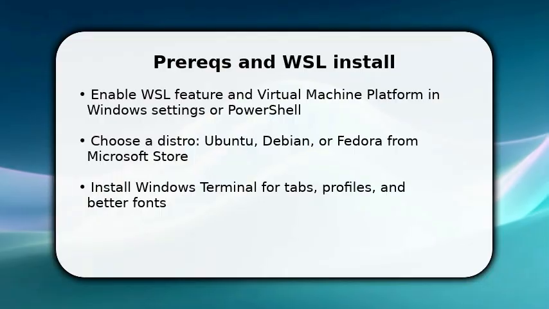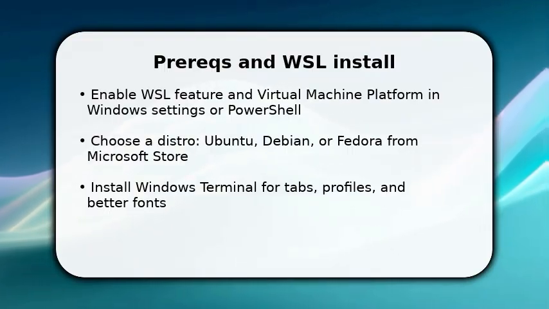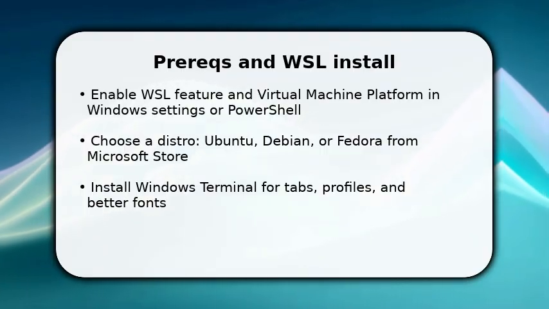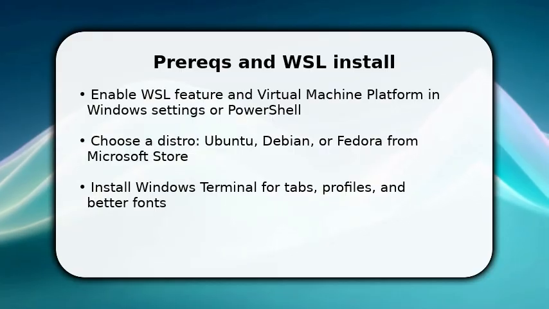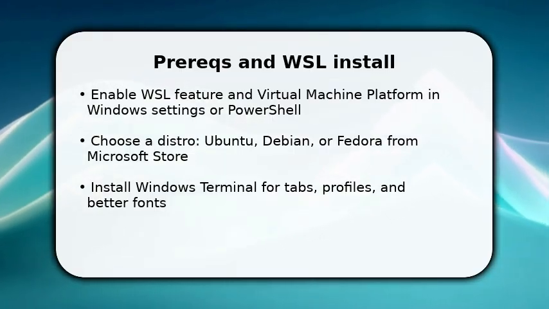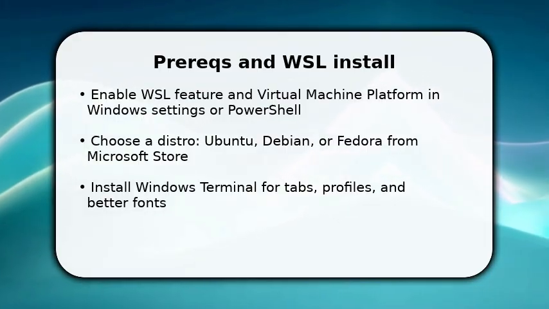You start by enabling WSL and the virtual machine platform so Linux can run natively. Open PowerShell as admin and run the command to set WSL to version 2. This gives better performance and full system call compatibility. Once done, install your chosen Linux distro from the Microsoft Store and launch it to complete initialization.